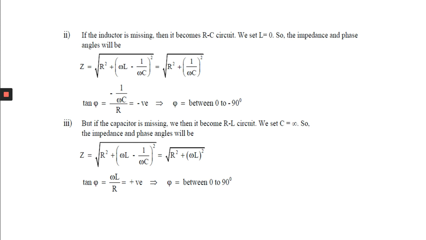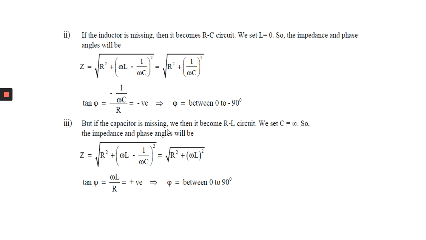Now let us come to the case when the inductor is missing. Then it becomes an RC circuit. So when L equals 0, the impedance will be the square root of R squared plus (1 by omega C) squared. And what is tan phi? Tan phi is negative, so it is in between 0 to minus 90 degrees. Because you know that when only a capacitor is there, the voltage lags the current by 90 degrees, so the phase difference is negative. In this case, as the resistor is there, it is from 0 to minus 90 degrees.